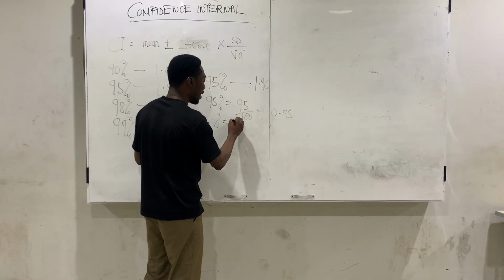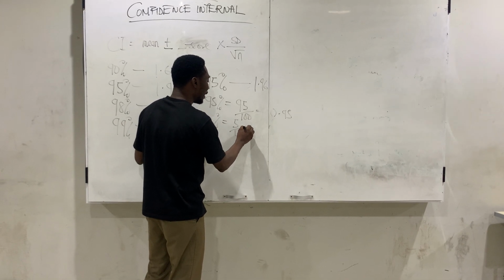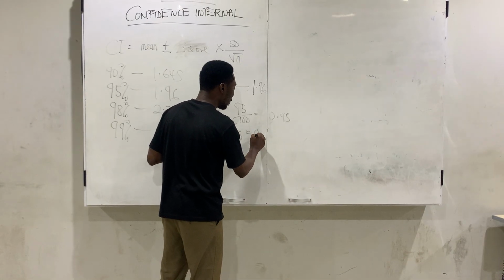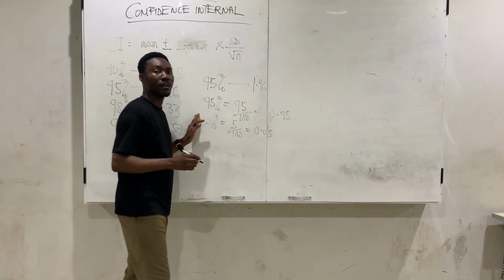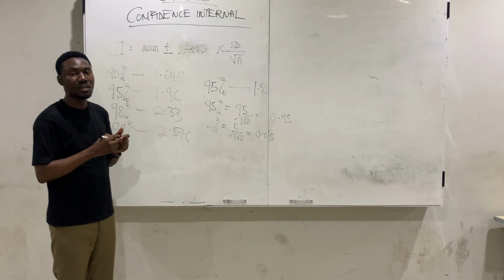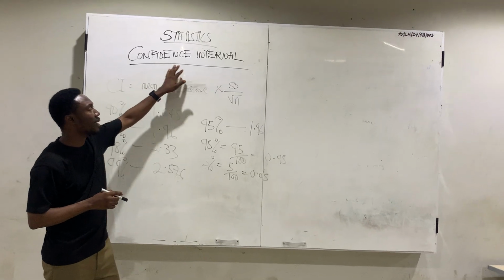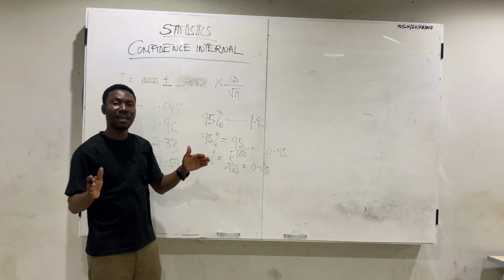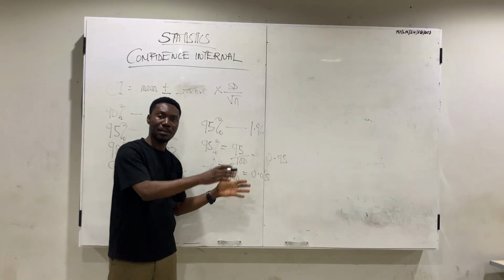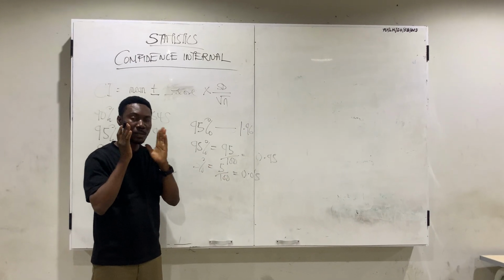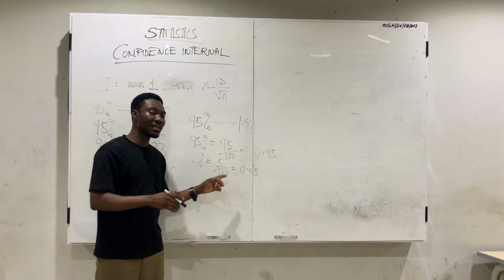5% also means 5 over 100. And that is also equal to 0.05. Now another thing that you have to note is that confidence interval calculation is a two-tailed test. Keep it in your mind. Confidence interval calculation is a two-tailed test.